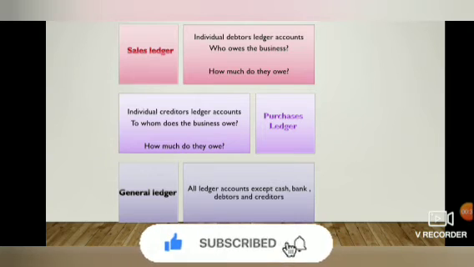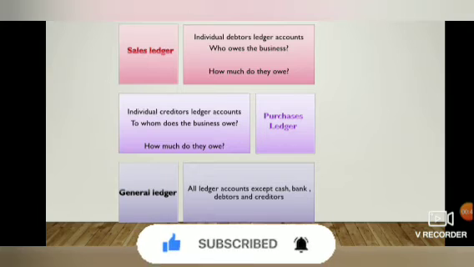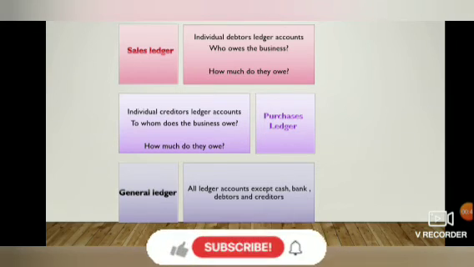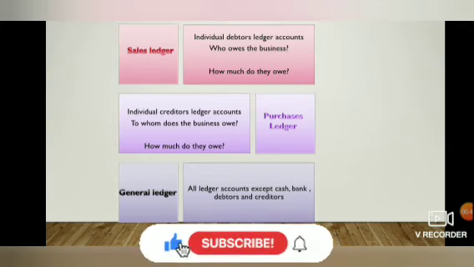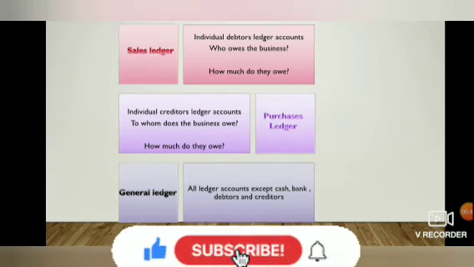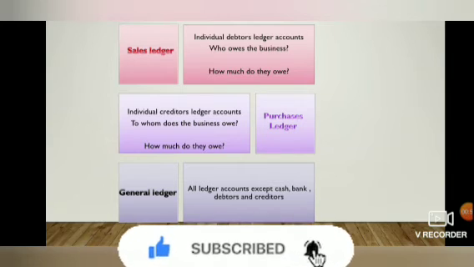The purchases ledger is actually the opposite of it, where you have the individual accounts of the creditors or the payables, the people or the businesses to whom you need to pay because you purchased products from them on a credit basis.